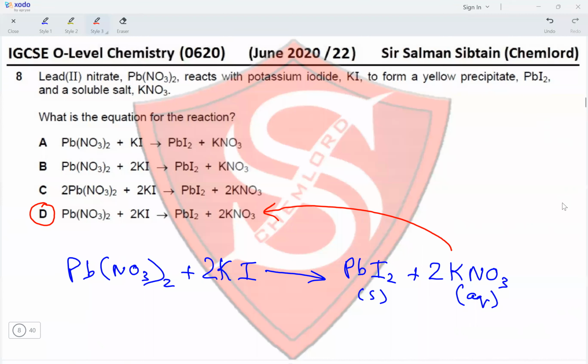Just a quick overview of why the other options are incorrect. In A, we have the missing molar coefficients of potassium iodide and potassium nitrate. In B, we have the missing molar coefficient of potassium nitrate. In C, we have 2 moles of lead nitrate, which is not required. And that's the reason why this is incorrect. Whereas all the species and the molar coefficients given in D are correct, making D the correct option.